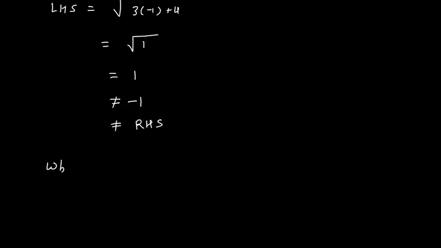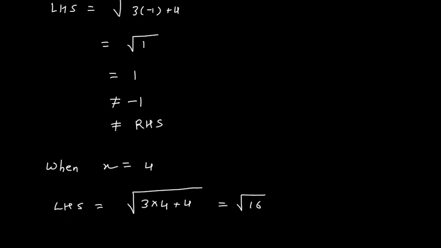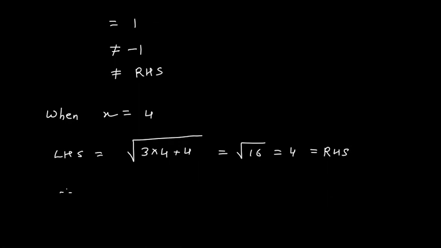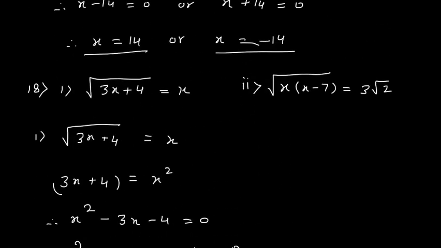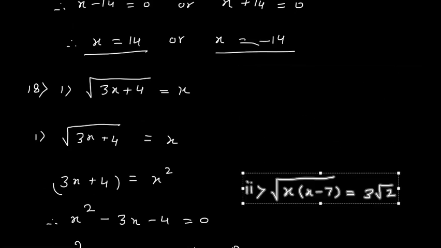So it is not equal to RHS. And when x is equal to 4, our left hand side is the root of 3 into 4 plus 4, that becomes root of 16, which is 4, which is the RHS. So therefore we will say that x is equal to 4. So here we get two values of x, but both the values are not correct. So we have to put them in the equation and check which value is correct.